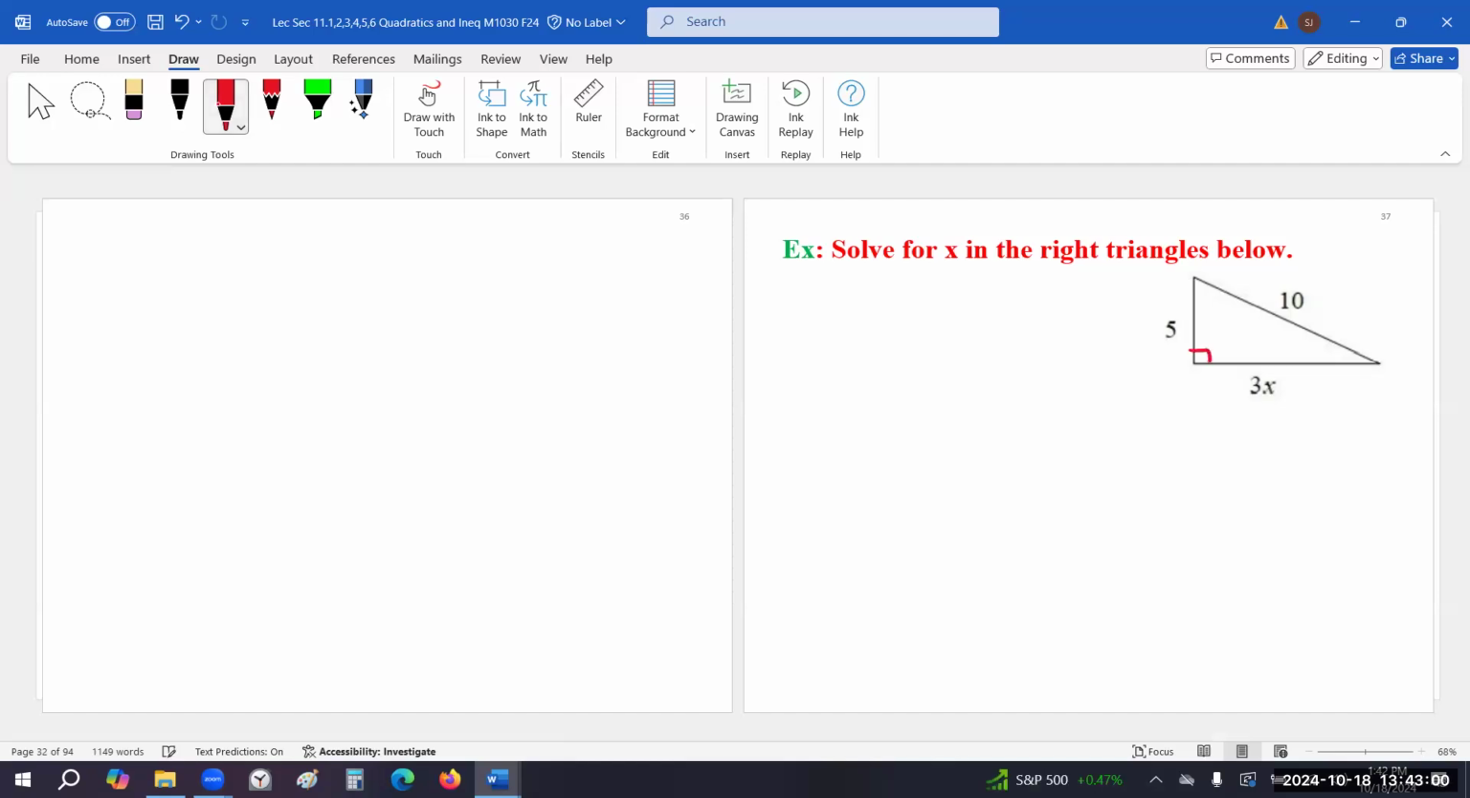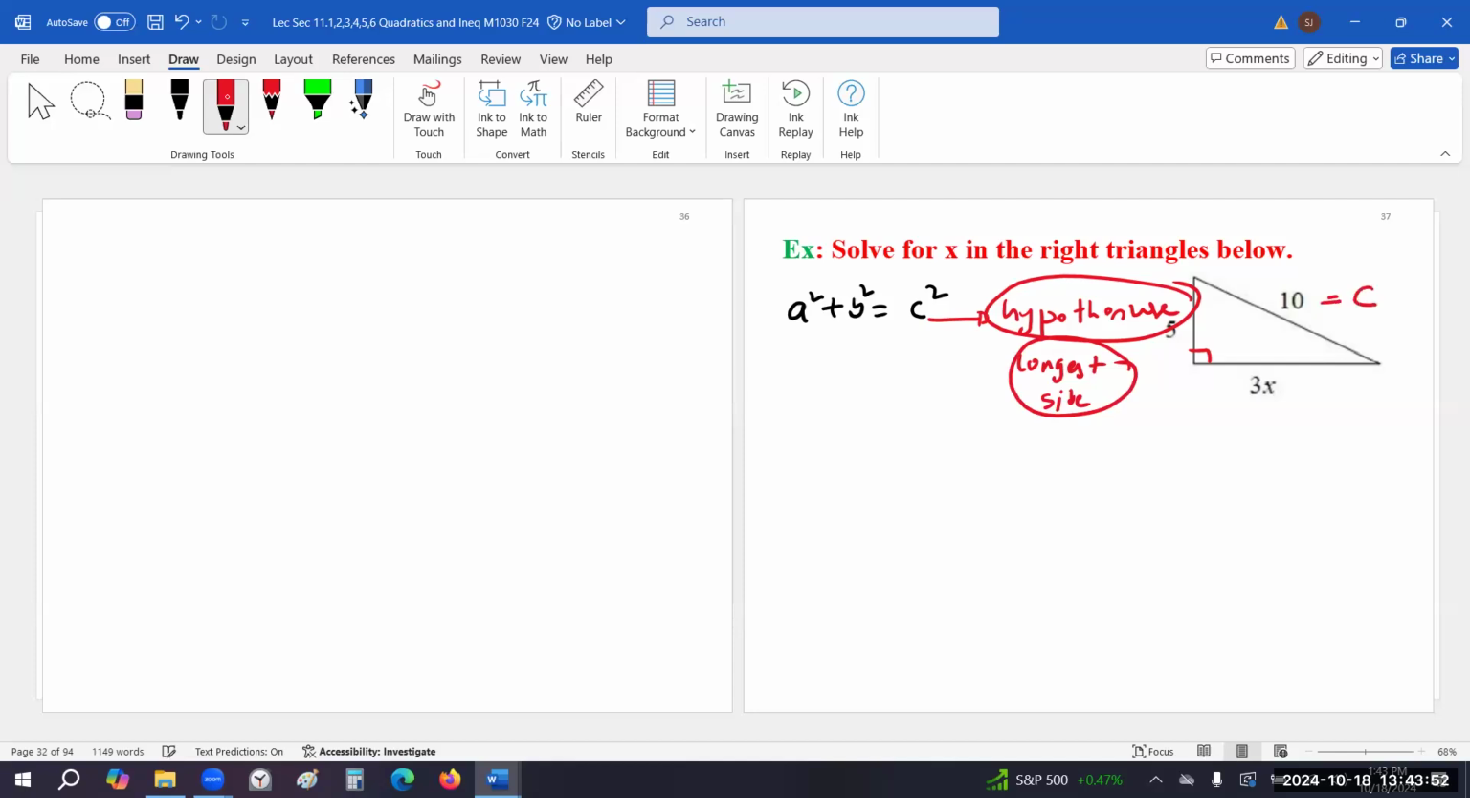So anytime you see a right triangle, what comes to your mind? The Pythagorean formula. What's the Pythagorean formula? A squared plus B squared equals C squared. What does C represent? Hypotenuse. We don't care about A and B, they could be anything. But our C must be the hypotenuse. Which side is the hypotenuse? The longest side. That means our C is 10. And let's say this is A and this is B.